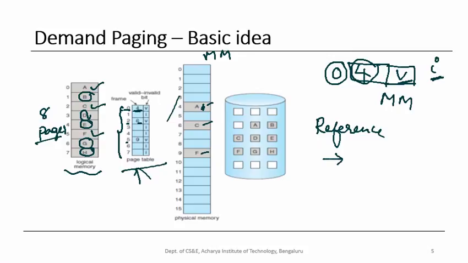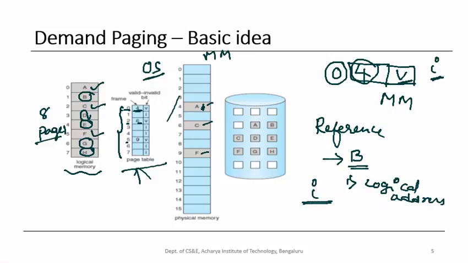a page which is not there in the main memory, let us say reference is made to page B which is not there in the main memory, the operating system first looks at the valid invalid bit. In this case it is I. Okay, that means it is invalid. So this could be because of one of the two reasons. The first reason could be the process is making reference to a page which is not in the range of its logical address.